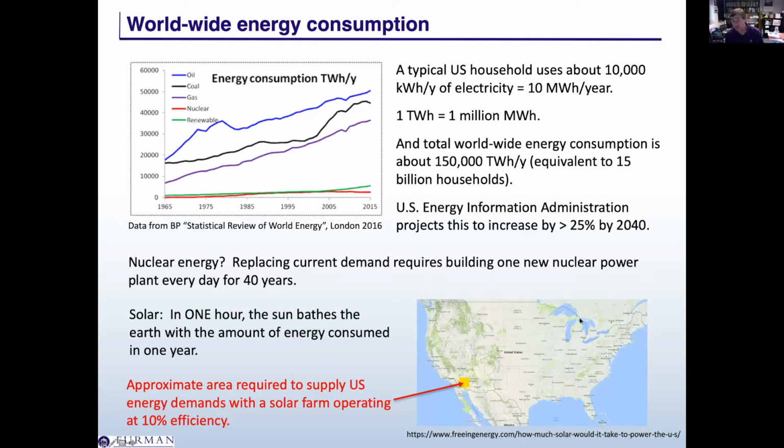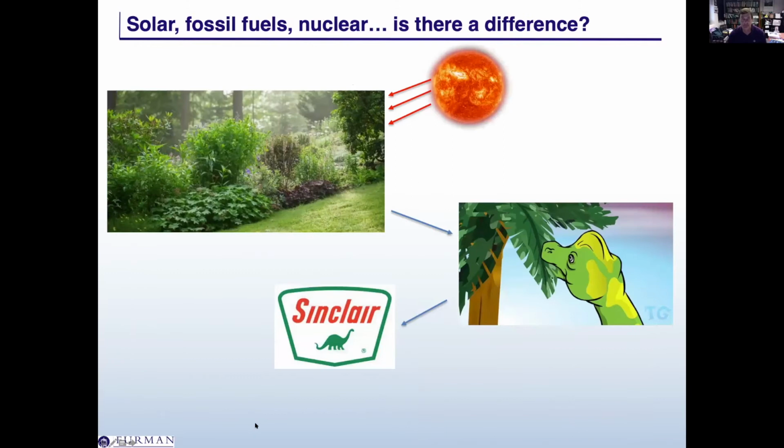To break that down to a place you're more familiar with, the United States: if we want to supply the entire United States energy demands with a solar farm where the solar panels only operate at 10% efficiency, that's all we need. That little square down there in the corner of Arizona, I'm sorry if you live there, is the total area that we need, right? So about a quarter of the size of the state of Arizona. And 10% efficiency is possible. We're already doing that with silicon-based solar photovoltaics, even a little better than that.